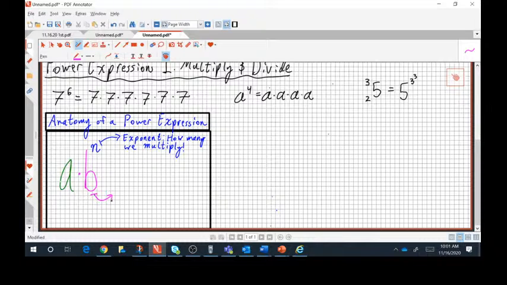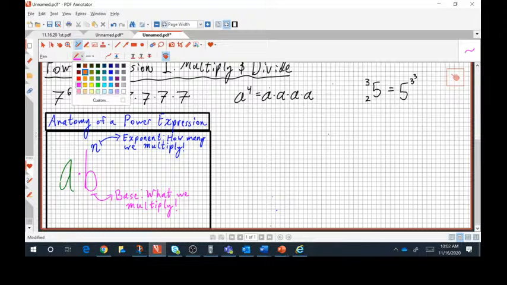Guys, B, does anyone know what the B is called? It's called the base. Hey, you guys beat me to it. That's the first time in the history of teaching this that I never got to make my joke, when I ask what do you think we call that and no one says anything. And I'm like, Meghan Trainor knows what it is. Because it's all about that base. That's what we multiply. It's called the base.